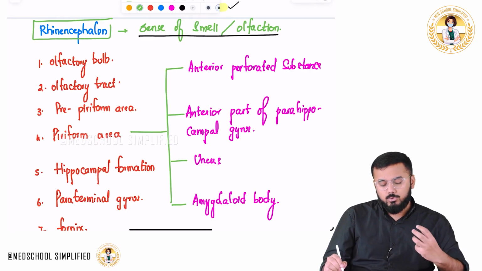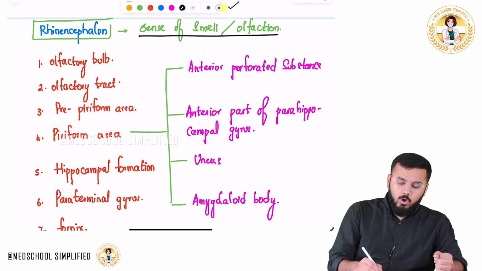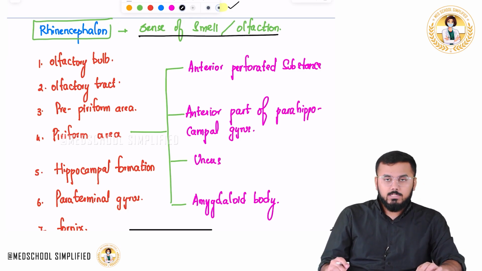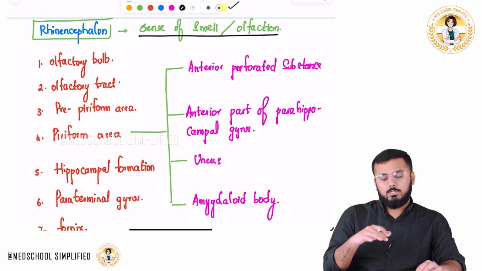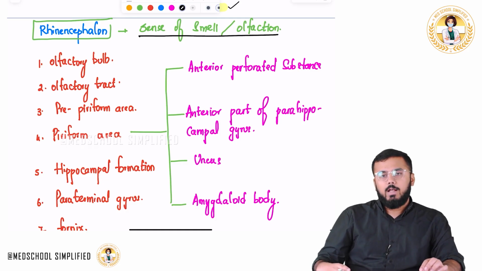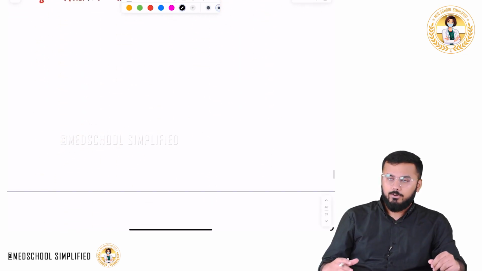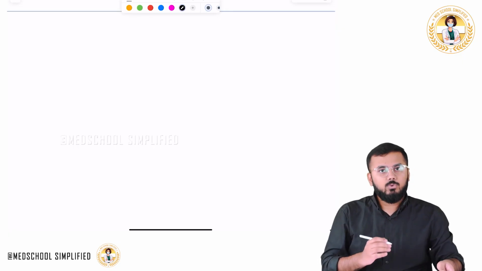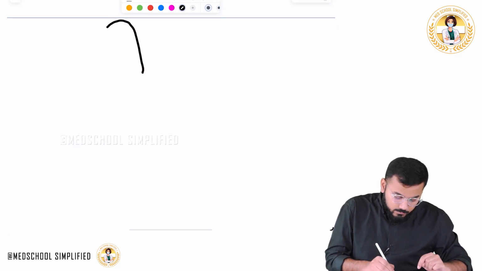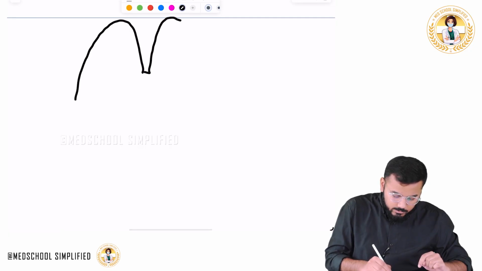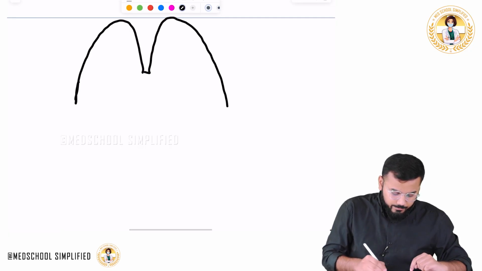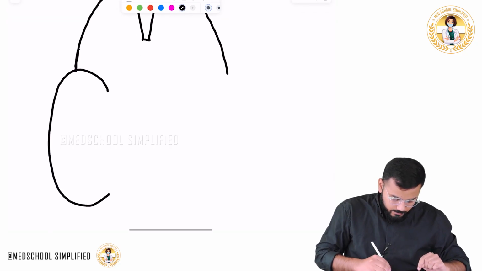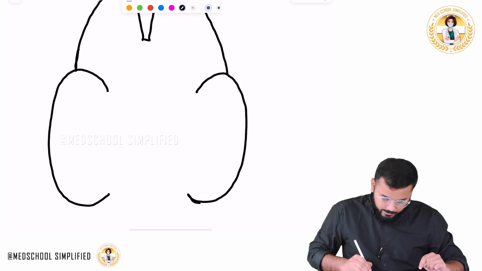All these structures together share a common function, that is the sense of smell, which is also called olfaction. Now let us see, one by one, what these structures are. I will draw all these structures right now, and then let us see where they are exactly located. First of all, let me draw the inferior surface of the brain so that it would be easy to figure out the remaining structures. So this is your inferior surface of the brain, and these are your cerebral hemispheres like this.